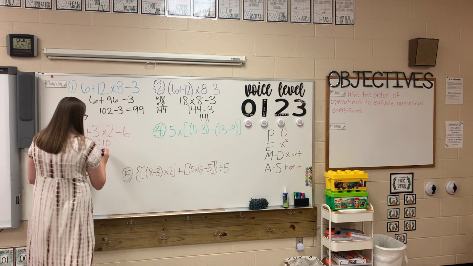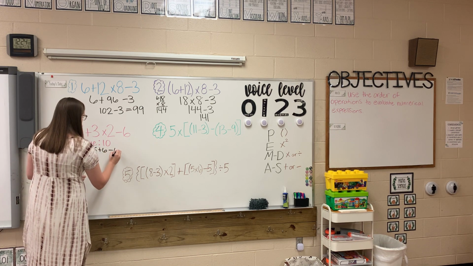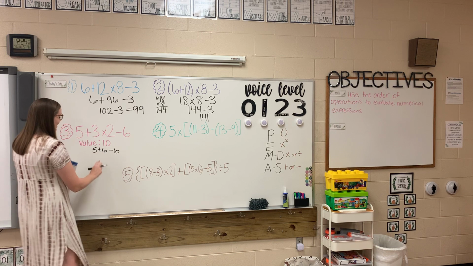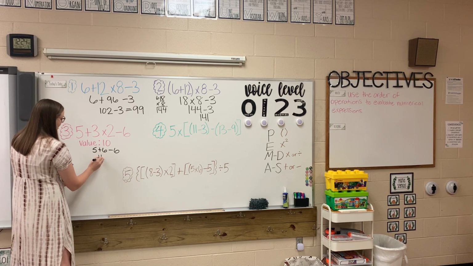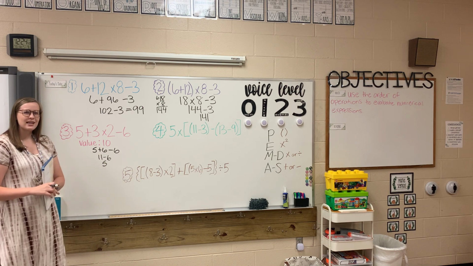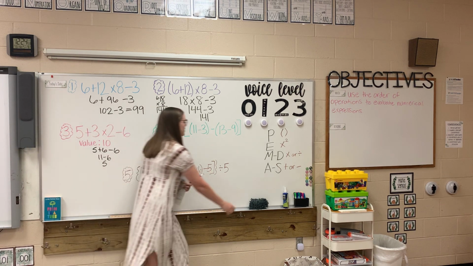And then I have plus 5 minus 6. And I go in order because our A and our S are side by side. 5 plus 6 would be 11. Minus 6 would be 5. So is it going to work without parentheses? No, we got 5 and we need 10.